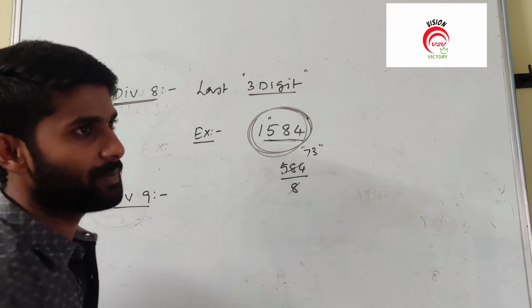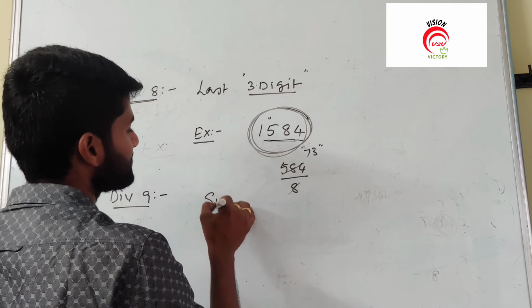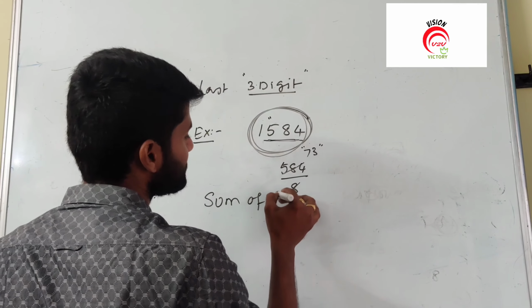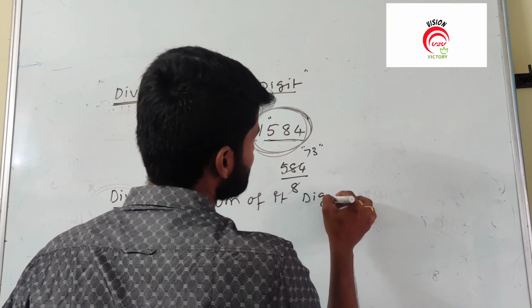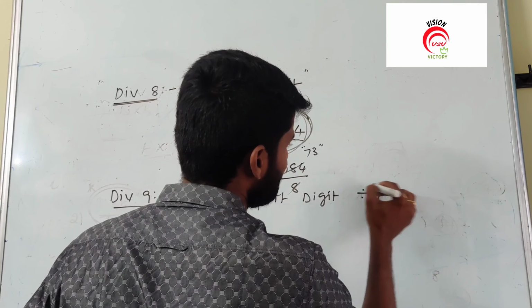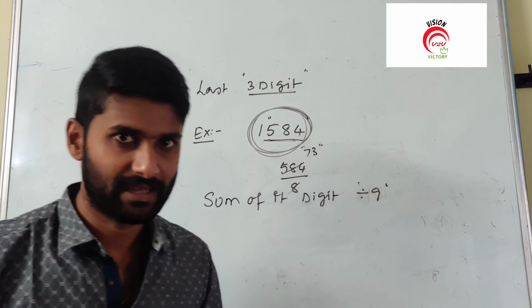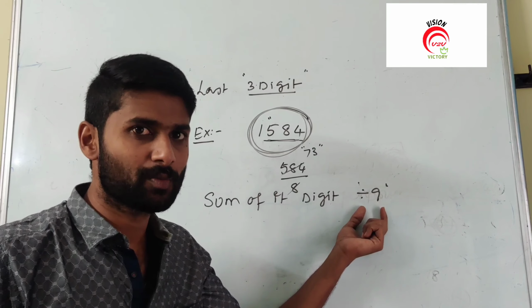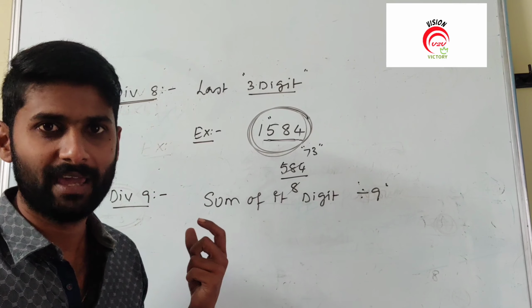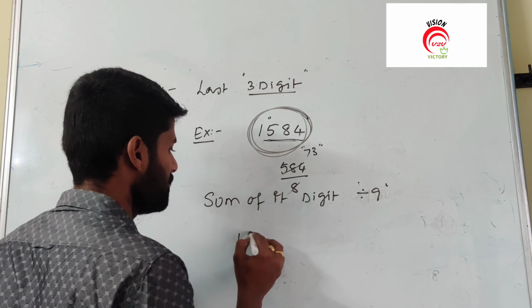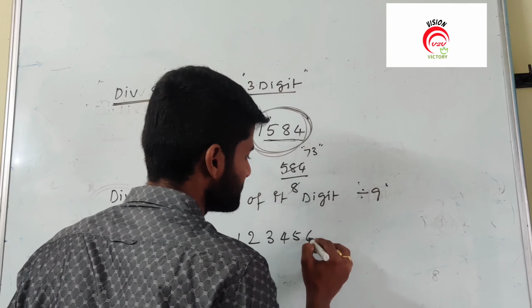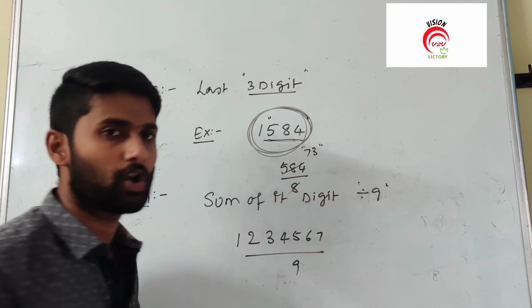Next one, divisible by 9 rule. The divisible by 9 rule says the sum of its digits. If the sum of its digits is divisible by 9, the entire number is divisible by 9. See, if the sum of its digits is divisible by 9, the entire number is also divisible by 9. I just consider a number, 1234567. Is it divisible by 9 or not?